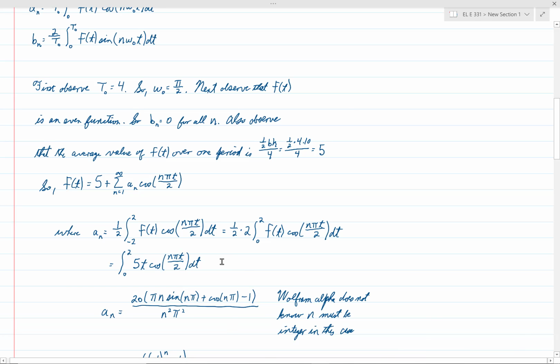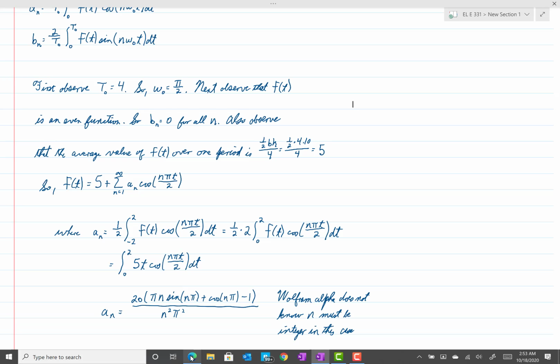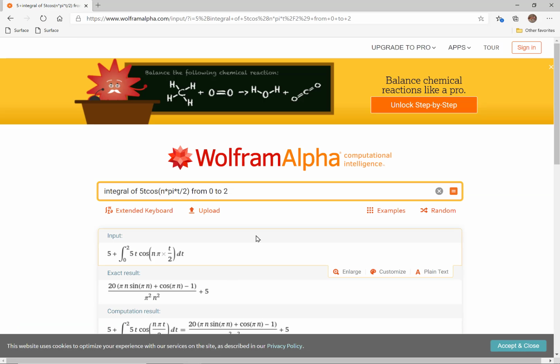Okay, so once again, what we have here is a_n equal to the integral of 5t cosine of n pi t over 2 from 0 to 2. And I think you'll be impressed with just how simple this is in Wolfram Alpha. So we go to wolframalpha.com, and you just type it in just like I said it.